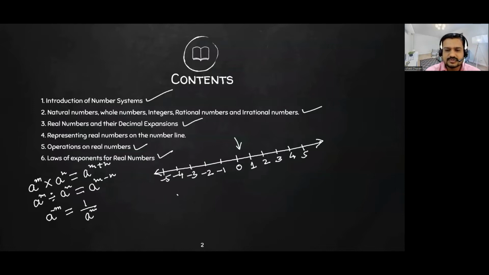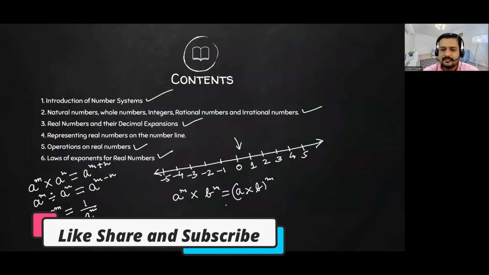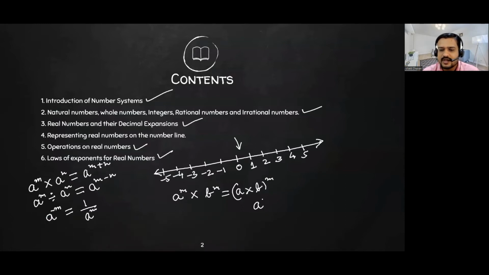Suppose a to the power m multiplied by b to the power m is there. So what will happen in this case? What is this law about? What will be the result here? ab to the power m. Yes, Swaraj, it is correct. Ashish, it is correct. So a multiplied by b the whole to the power m. Suppose there is one more law, a to the power m upon b to the power m. So what will happen in this case? A upon b the whole to the power m.